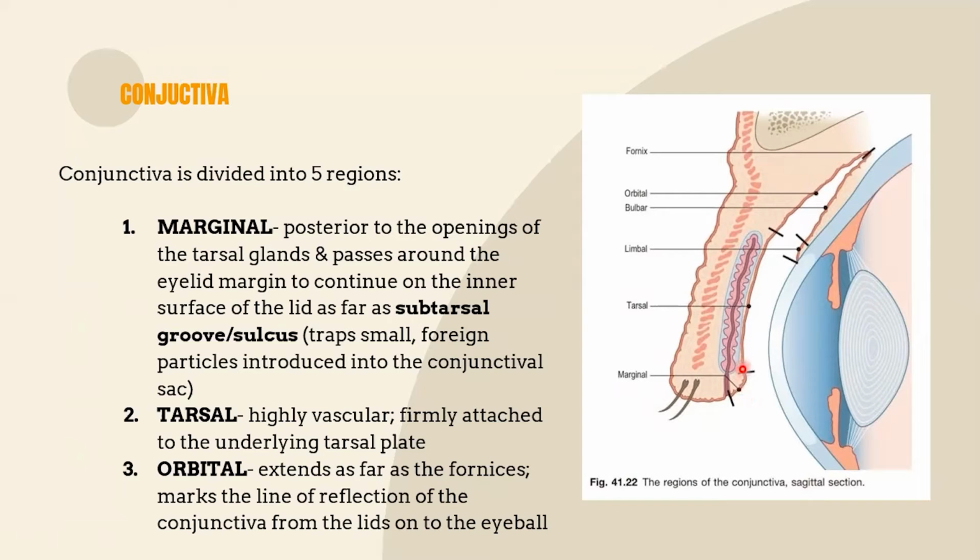Next is the tarsal conjunctiva. This is highly vascular, and as you can see in this picture, it is firmly attached to the underlying tarsal plate. The orbital conjunctiva extends as far as the fornices, which marks the line of reflection of the conjunctiva from the eyelids onto the eyeball.